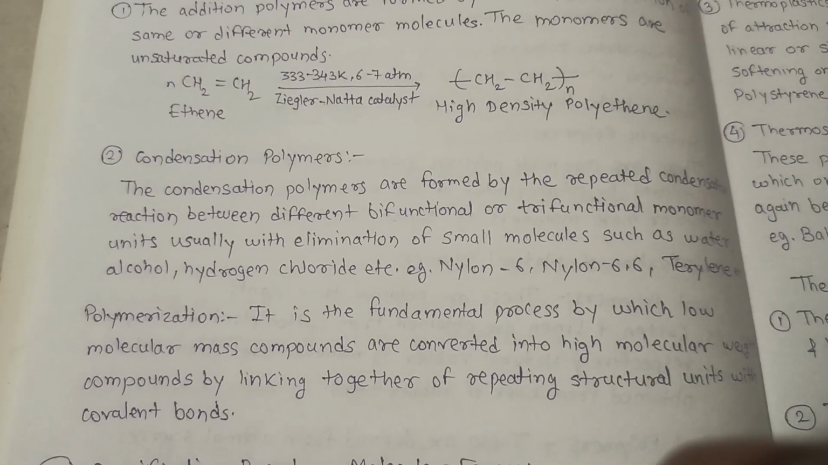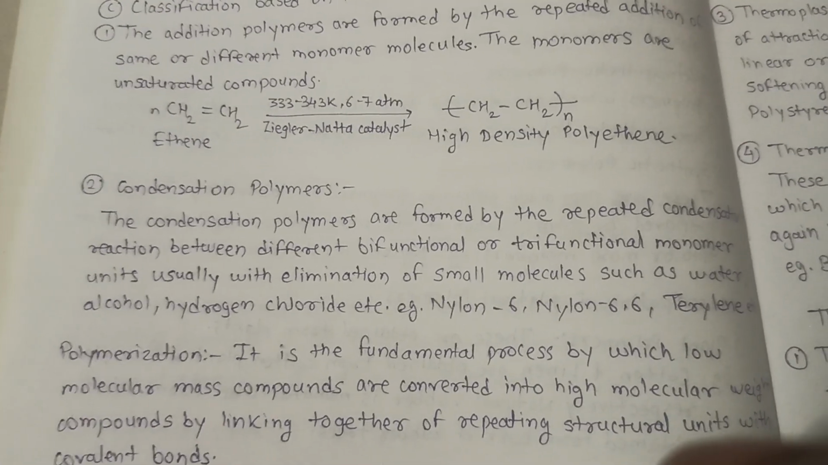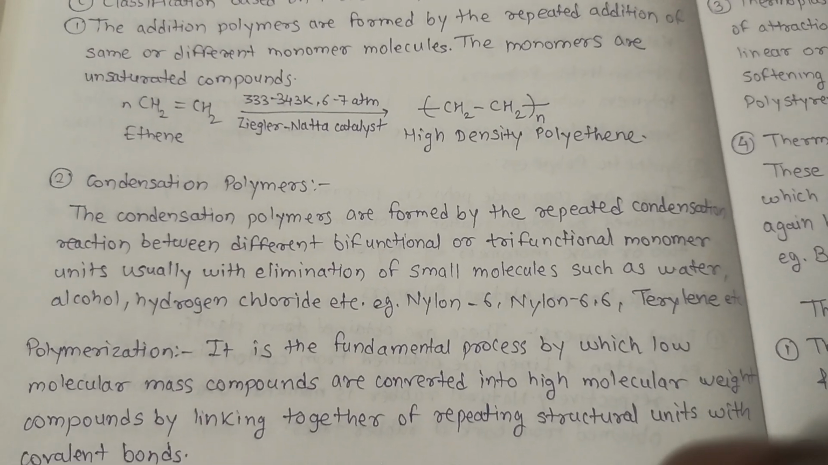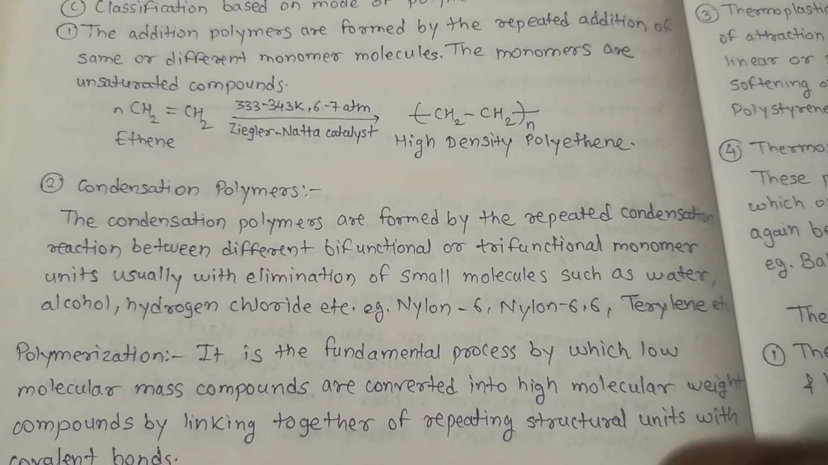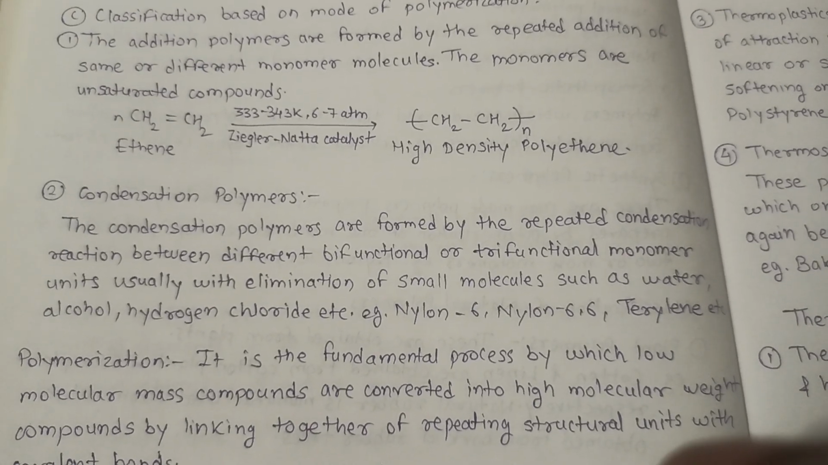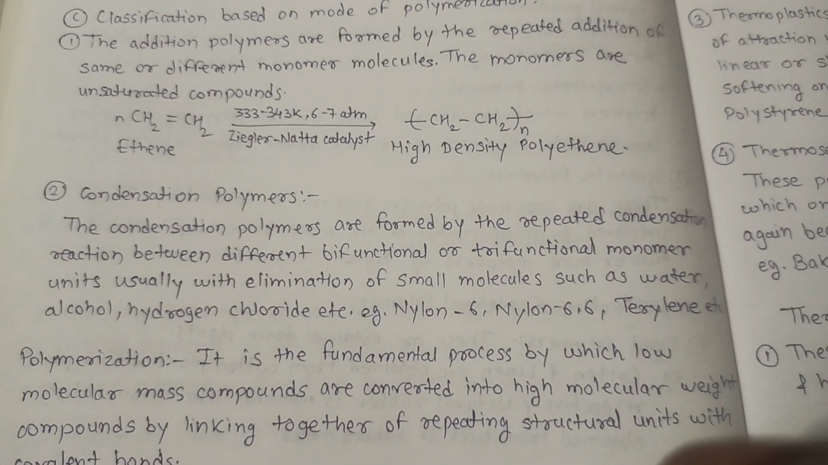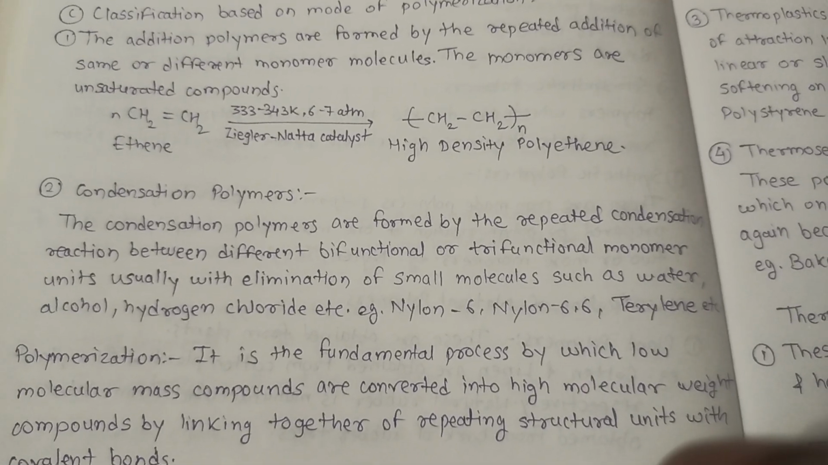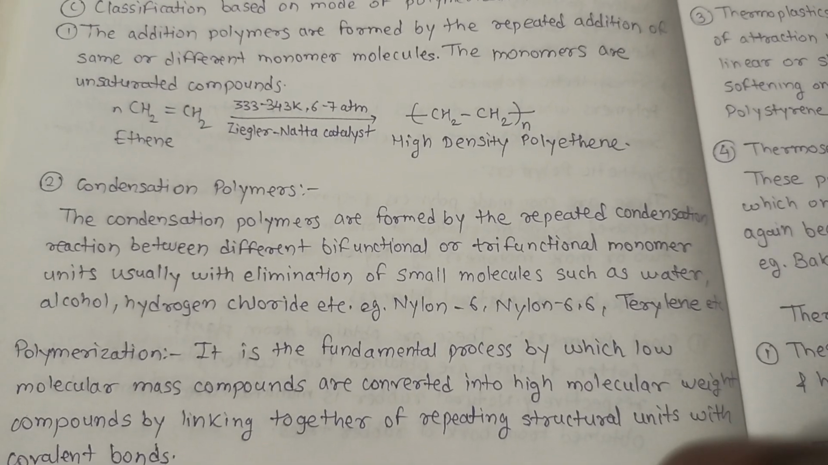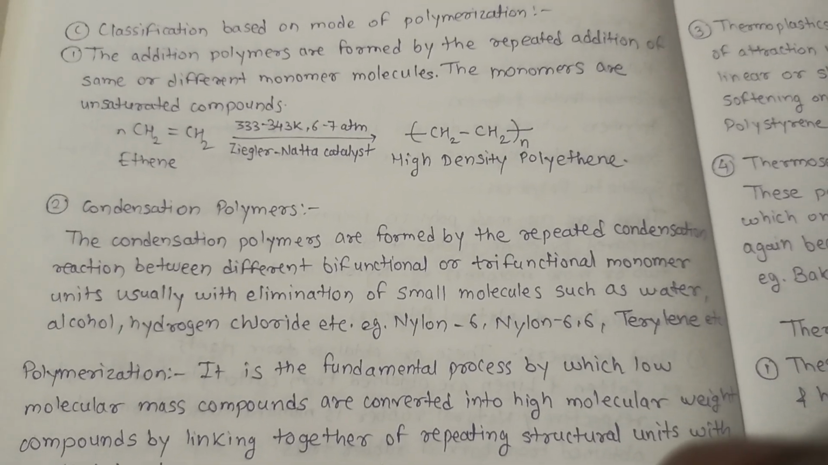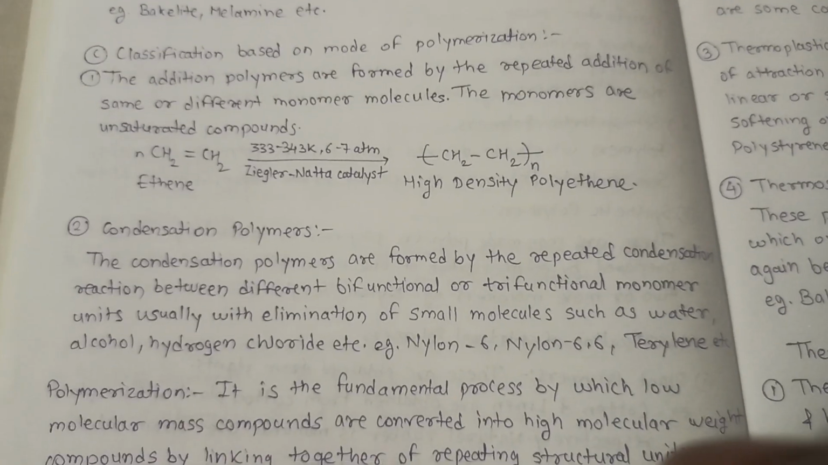Next is condensation polymerization. The condensation polymers are formed by repeated condensation reaction between different bifunctional or trifunctional monomer units, usually with elimination of small molecules such as water, alcohol, hydrogen chloride, that is HCl, etc. Nylon 6, nylon 6,6, terylene are a few examples of condensation polymerization. So how can you distinguish between addition and condensation?